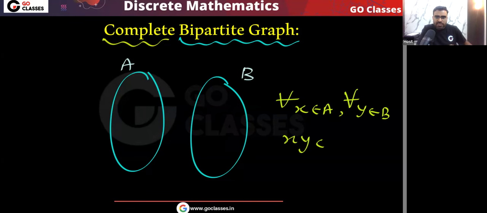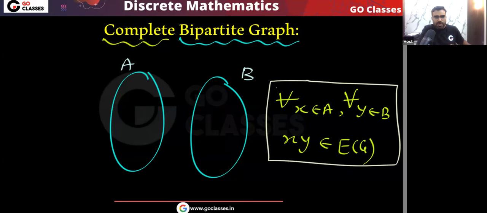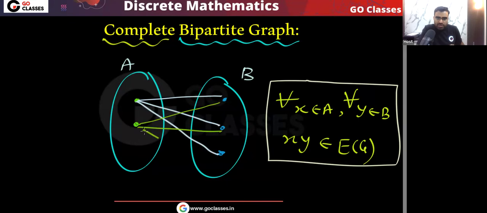If you take for all x in part A, for all y in part B, then xy will be an edge. This xy belongs to the edges. This is the definition of a complete bipartite graph. Let's assume you have two vertices here, and three vertices here. Then every vertex of part A will be adjacent to every vertex of part B. This type of graph is called a complete bipartite graph.